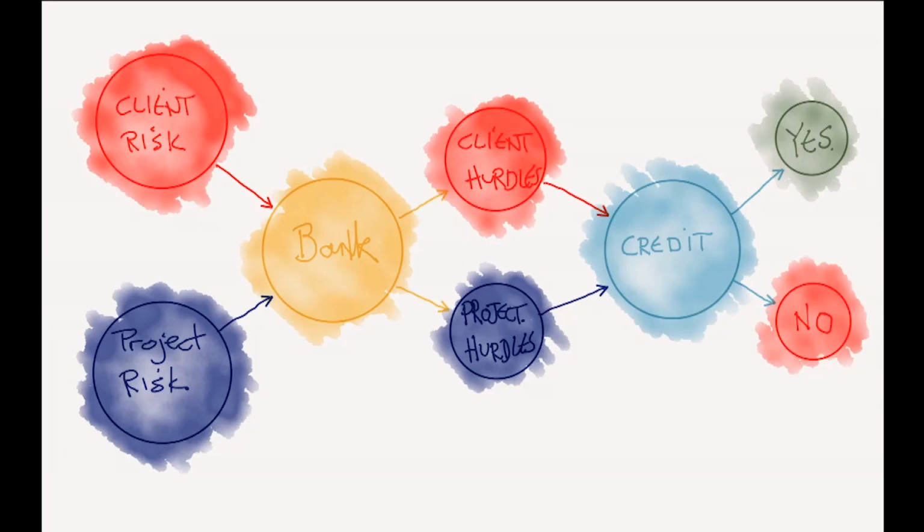And so you'll find that the way that the bank will approach it is it'll look at the client risk with slightly different parameters to what we have been discussing. It'll look at project risks much more from a financial point of view and a viability, and the bank will assess those and set up client hurdles and project hurdles.